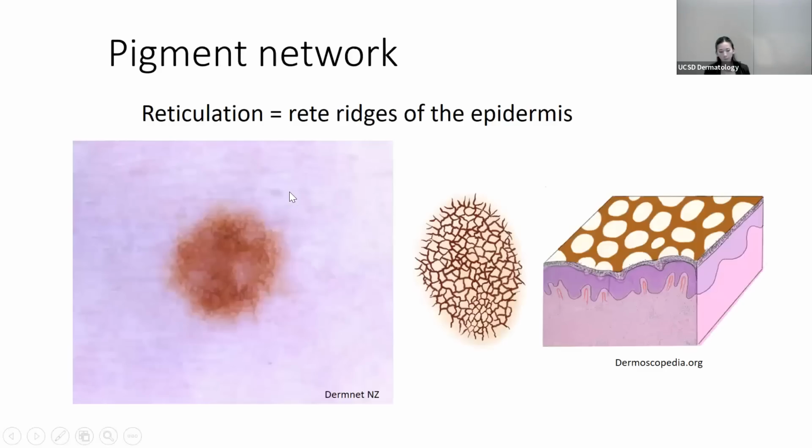Okay, so we're gonna move to melanocytic lesions. I'm gonna go over just some basics here. The pigment network is really the thing that you're looking for with melanocytic things. If you see a reticular network, you know that you're into the melanocytic category. The reason that you see this reticulation is because of the rete ridges of the epidermis. That's where the pigment is. And if you look top down, you see this kind of mesh-like network of brown lines.